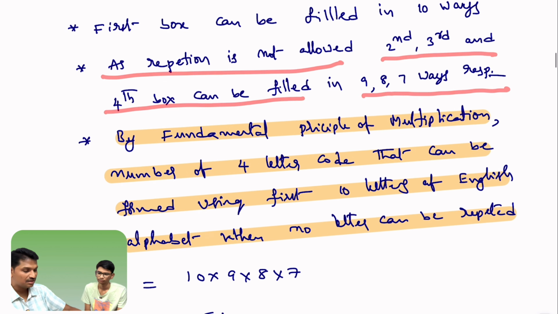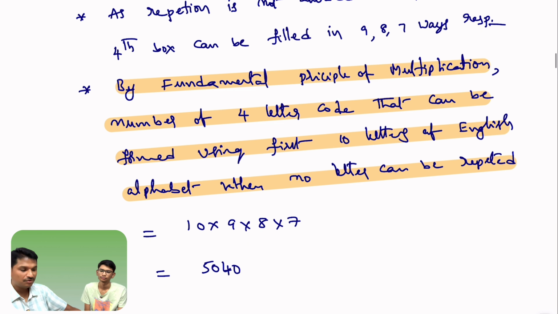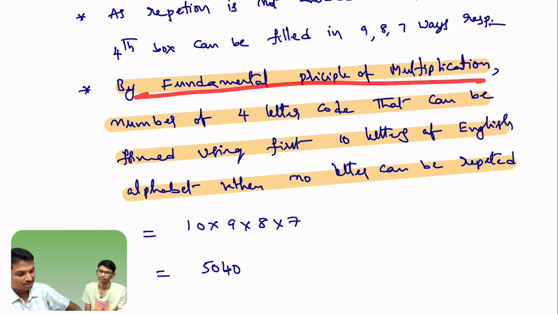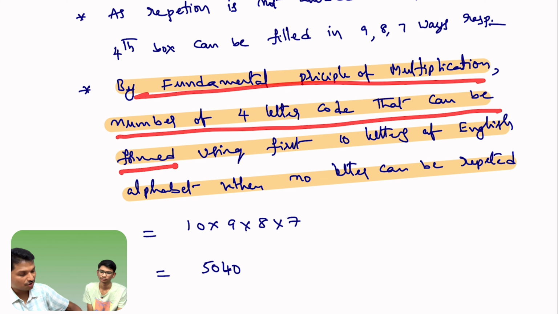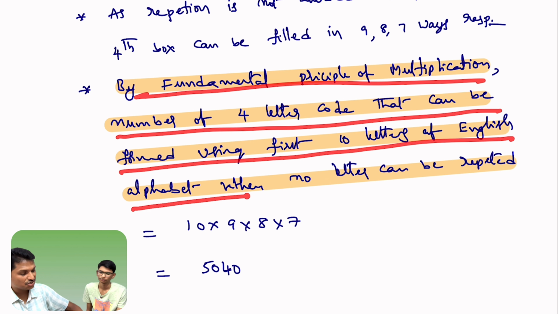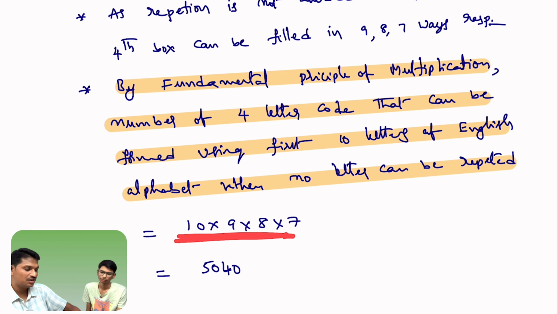Next, what we'll write? By fundamental principle of multiplication, the number of 4-letter codes that can be formed using the first 10 letters of the English alphabet when no letter can be repeated equals 10 into 9 into 8 into 7. That is 5040. Understand? Right.